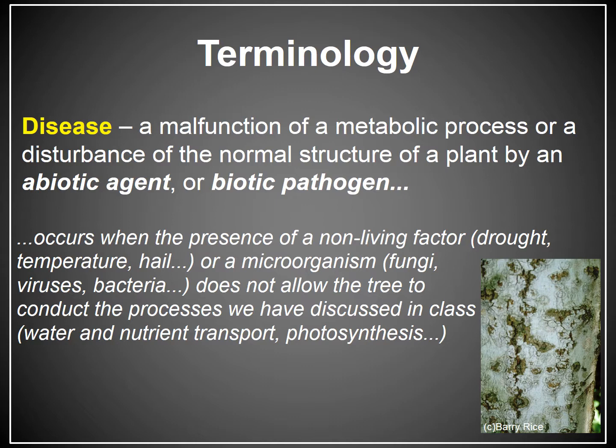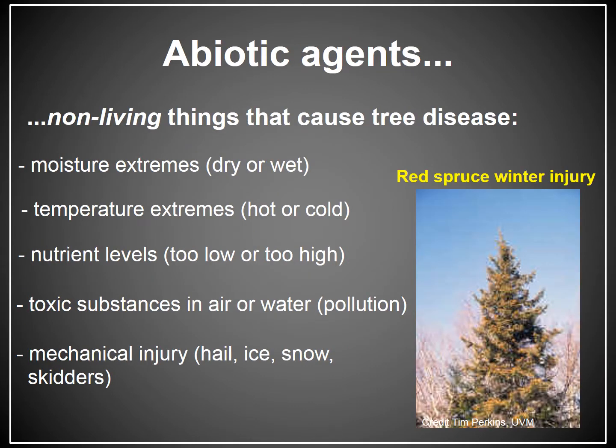Microorganisms in the form of fungi or bacteria are the most common biotic agents of disease. What these abiotic and biotic factors have in common is that they all impact the tree's ability to conduct the physiological processes necessary for the tree to survive. That essentially is disease. So remember, a tree is diseased once its ability to function is hindered by some external factor.